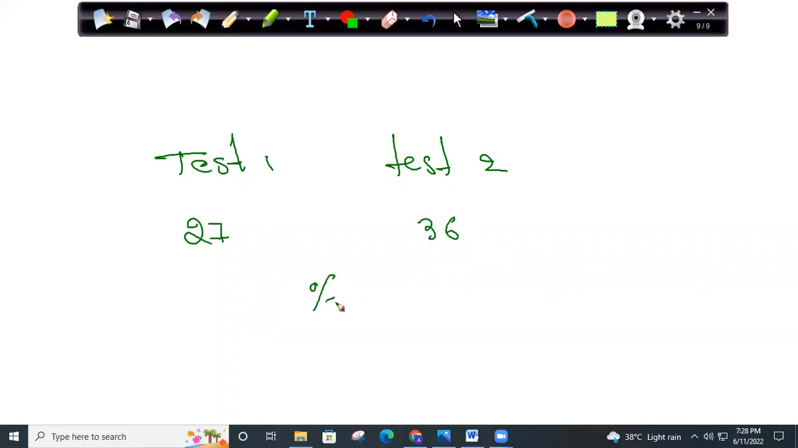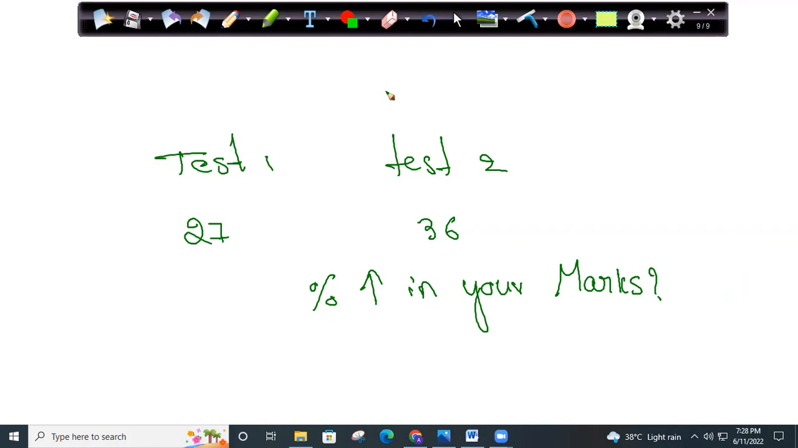Next thing is, suppose in test 1 you got 27 marks. In test 2, your mother woke you up early in the morning, you did a lot of hard work, everything was done, and you got almost how much? 36 marks. So what is the percentage increase in your marks? In test 1 you got 27, in test 2 you got 36. Now the question is, what is the percentage increase in your marks?